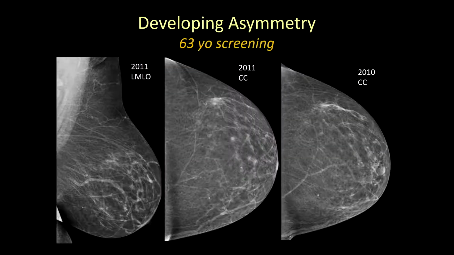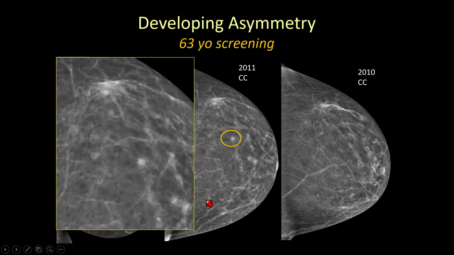And this is an example of a 63-year-old whose screening exam here in 2011. I've given you her 2010 CC view, so you can take a look and see if you see the developing asymmetry. Happens to be here, just lateral to the nipple line. It's not really visible on her MLO view, but on evaluation, this was here. I've actually got a close-up of it. You can see that it's a little dense for its size, but it also has some fat running through it and a concave margin inferiorly. This was a little invasive malignancy.